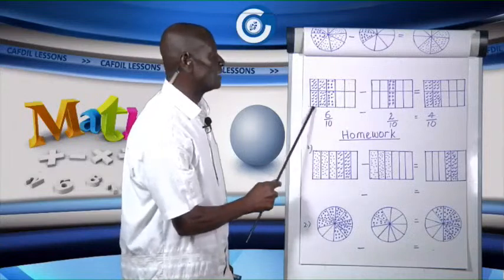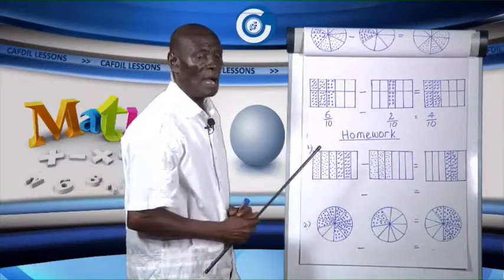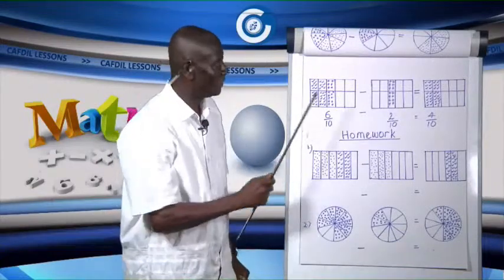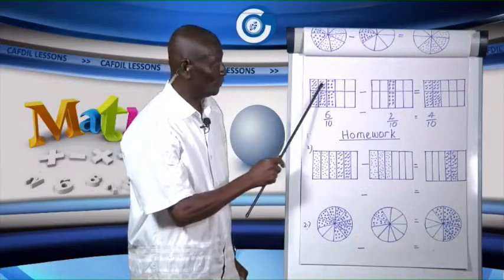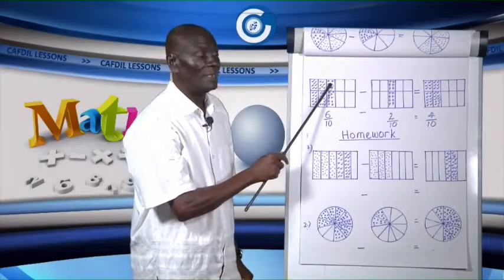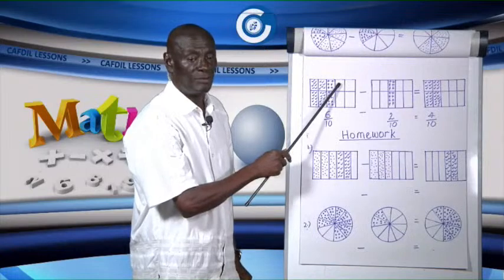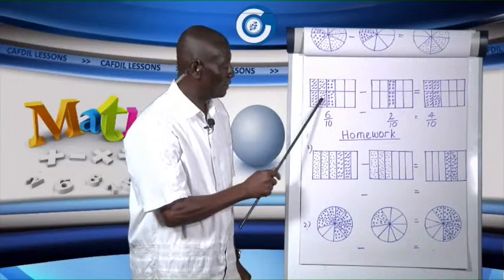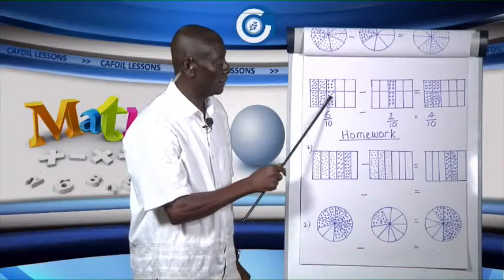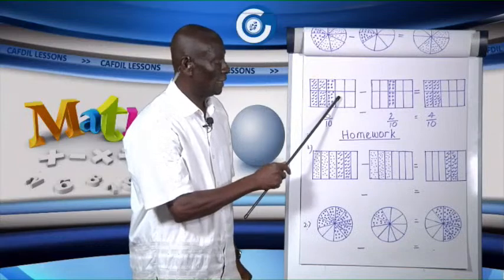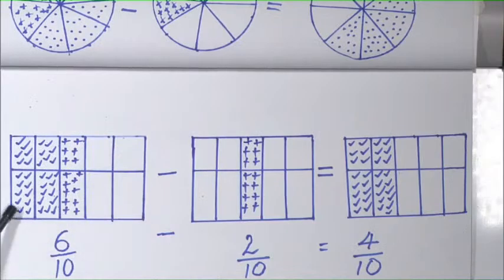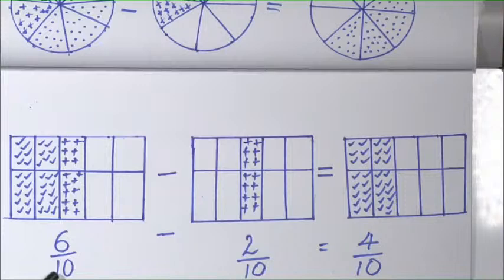We have a rectangle. How many parts do we have in the rectangle? Let us count. 1, 2, 3, 4, 5, 6, 7, 8, 9, 10. We have 10 parts inside the rectangle. Here it is. The denominator.